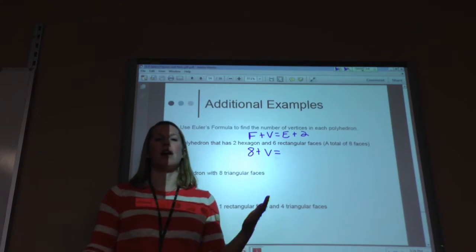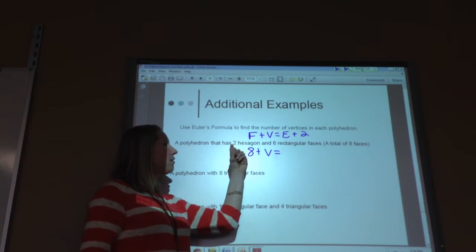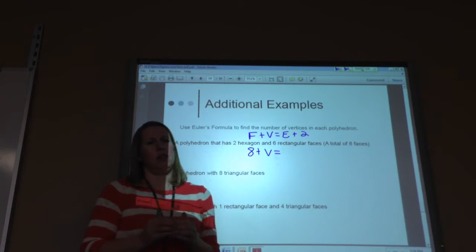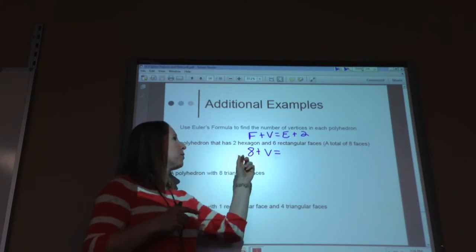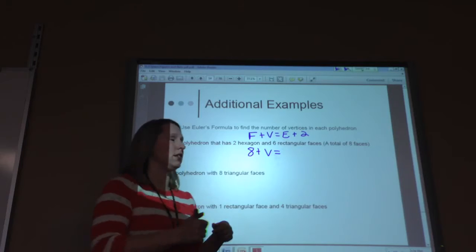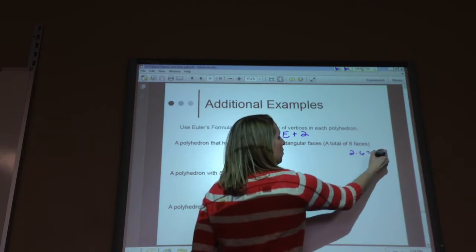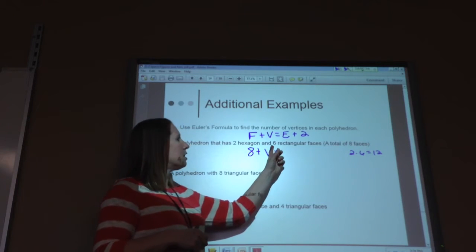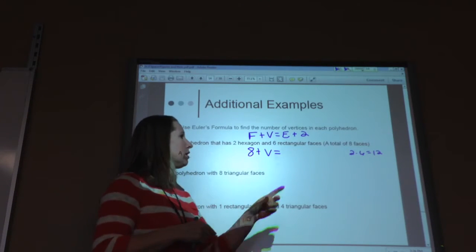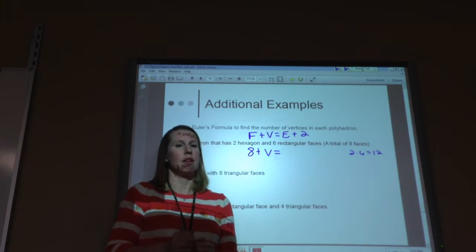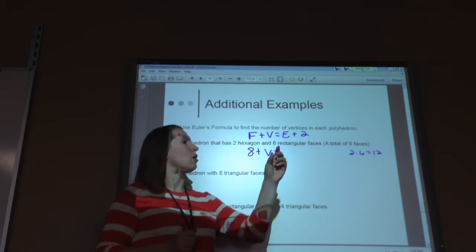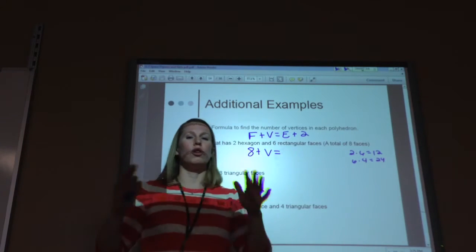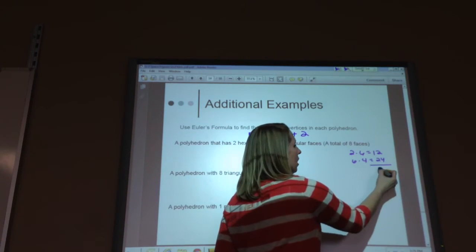Now I have to figure out how many edges I have. Well, if I have 2 hexagon faces, how many sides is a hexagon? It's 6. So if I have 2 hexagon faces, 2 times 6 would be 12 total edges. Then if I have 6 rectangle faces, how many sides is a rectangle? So a rectangle is 4. So if there are 6 of those, 6 times 4 is 24. So the total number of edges would be 36.